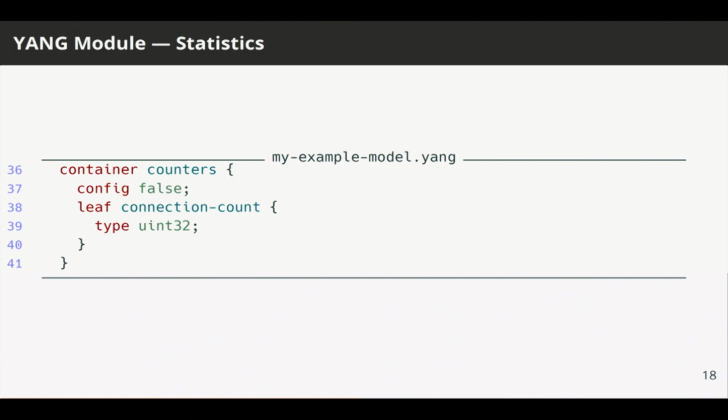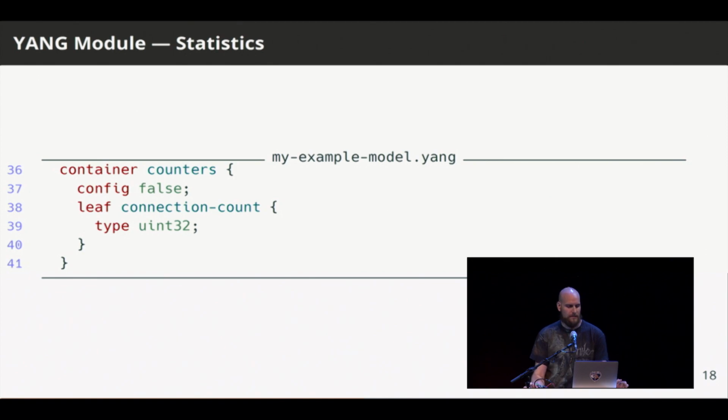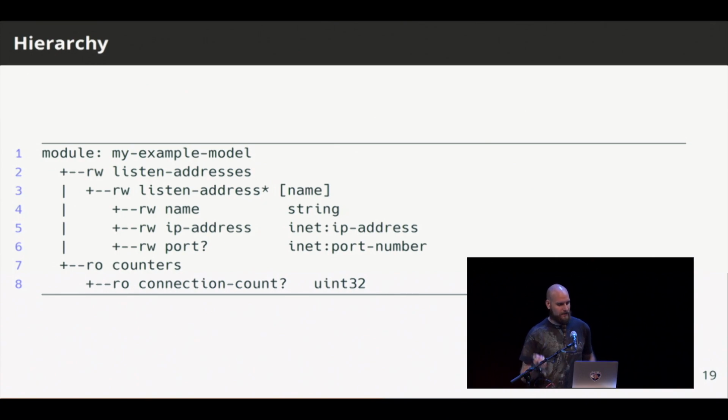Then there's of course the state data or operational data, which here is marked as config false. So you cannot set it; you can only retrieve it. I have a thing called the connection count, and it is a uint32. So when you look at the hierarchy of this whole module, it's very short, but this is how it looks. So there's a read-write thing called listen addresses. Then within there is a read-write thing called a listen address, and there are 0 or more of them, and they're keyed by name. Then you see what goes in there, and then there's a read-only thing called counters, and in there is a connection count, which is also optional.